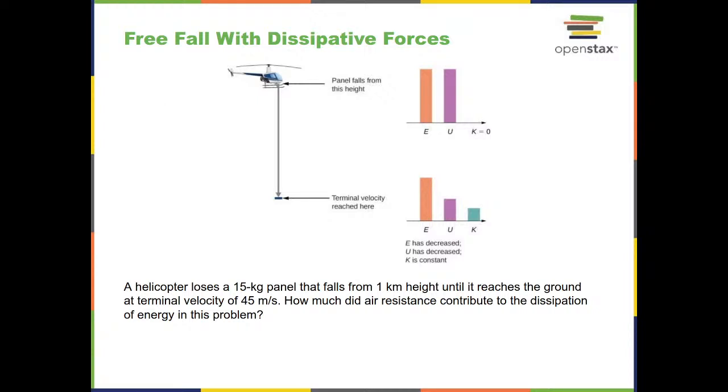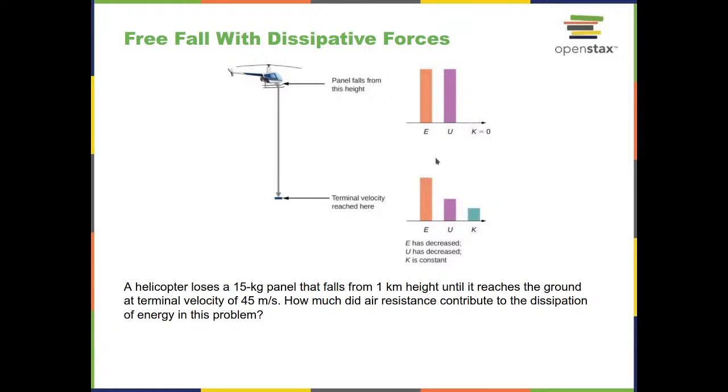We looked at that similarly in this problem, where we had an object that falls from a helicopter. It falls from a certain height. It starts off at rest with 0 kinetic energy. It accelerates, so the kinetic energy increases. The potential energy decreases as it goes down. The difference in this case was that there was also a dissipative force. There's some drag, some friction with the air, which reduces the total amount of mechanical energy.